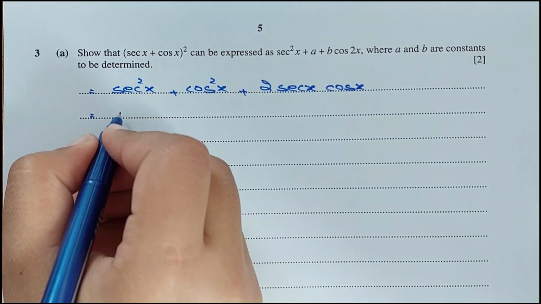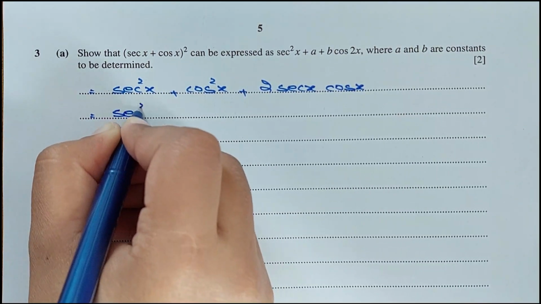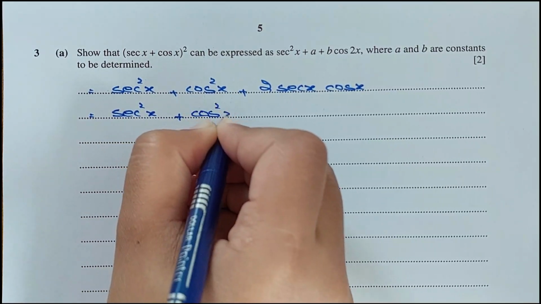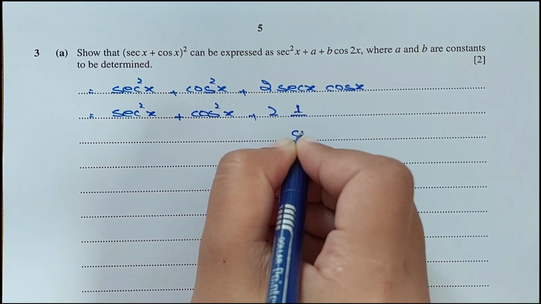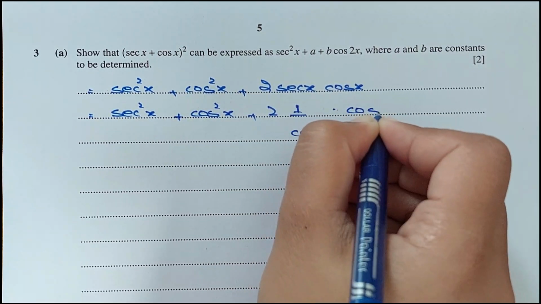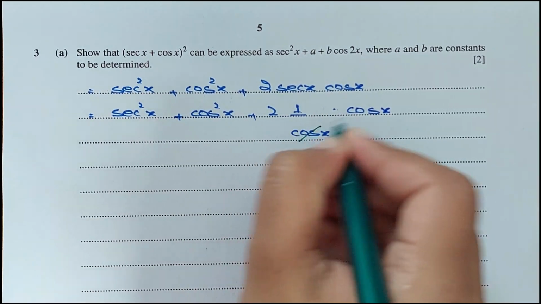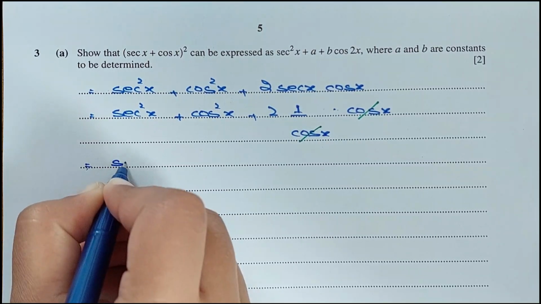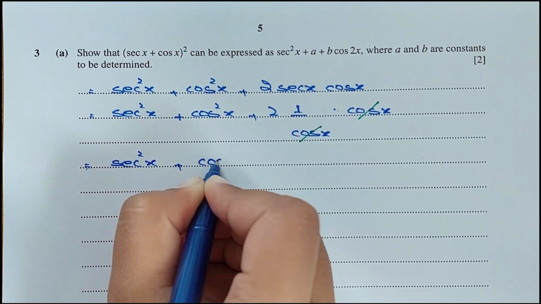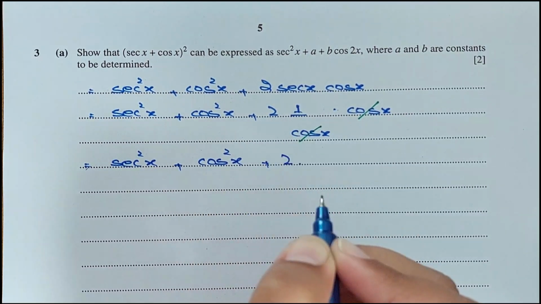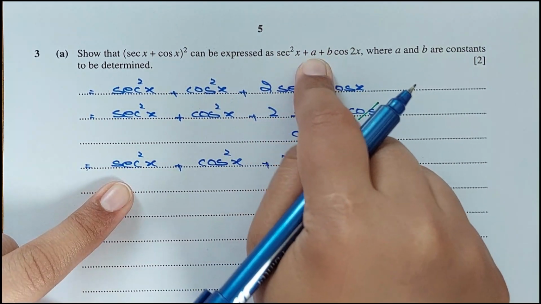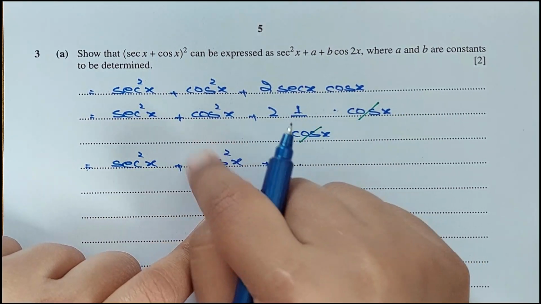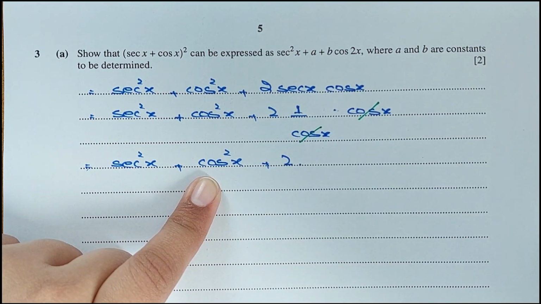Right, so secant square x, you have to keep this as it is, plus cos square x, plus 2 times secant, which is 1 over cos x, into cos x. So cos x is cancelled with cos x, we are just left with 2. So this is secant square x plus cos square x plus 2. Now we have secant square x and plus a, which is 2. We have to find b cos 2x, so we have to convert this cos square x into b cos 2x.